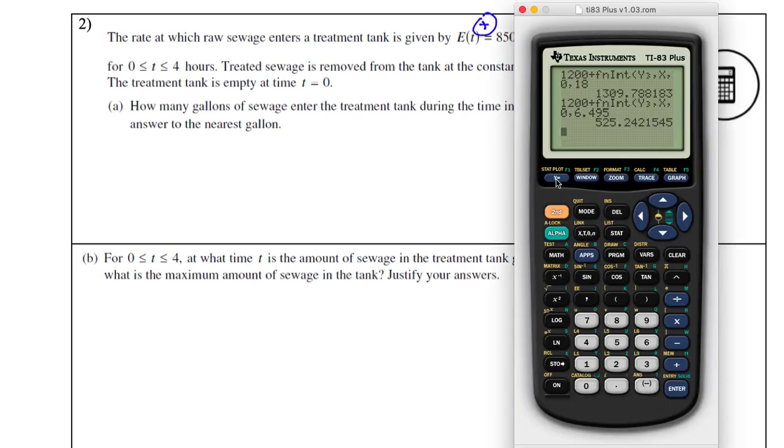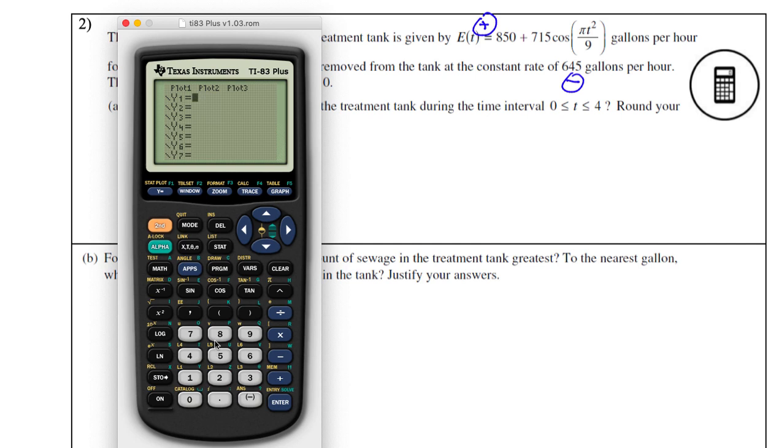So let me come up with my 2 functions. Let's clear out all of these. So if I come back up here, let's enter in 850 plus 715 cosine of pi times t to the power of 2 divided by 9. All right, so I have my function entered, and my second function is going to be my y1 minus 645. So vars, right, enter, enter. My y1 minus 645.